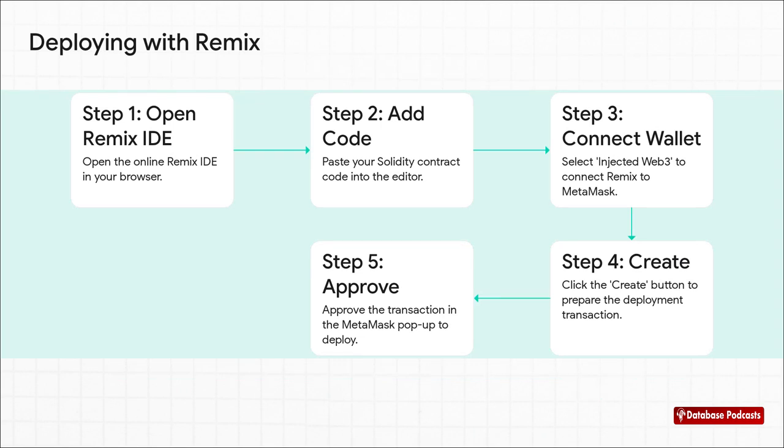So, to get this thing deployed, we're going to use the Remix IDE, which is a really powerful code editor that runs right in your browser. You just paste your code in, and then here's where the magic happens. You tell Remix to connect to MetaMask. When you click Create, MetaMask will pop up and ask for your permission to send the transaction. You approve it, and boom, your contract is on its way to the Ethereum network.